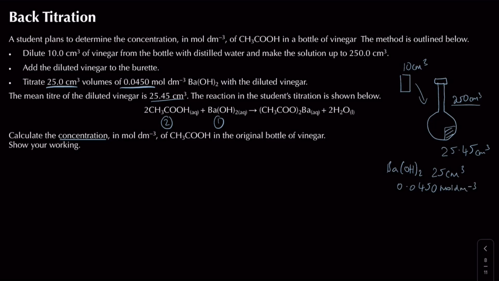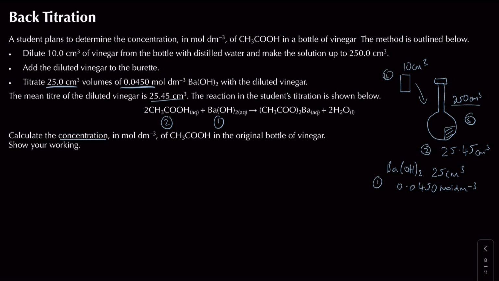Now, in terms of this, if we're working backwards, because that's what you're doing in back titration, we need to be able to calculate some moles of barium hydroxide. We then need to use some molar ratios to find the moles of, of course, ethanoic acid, and then our back titration step to find the original amount of moles that we had in 250 centimeters cubed. And then we can actually find the concentration by linking that together.